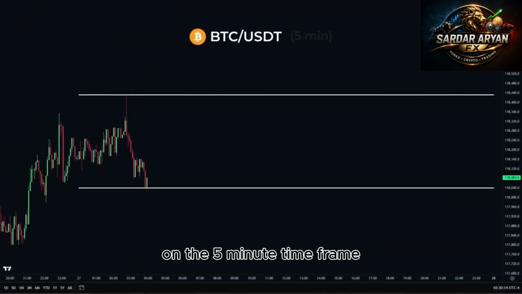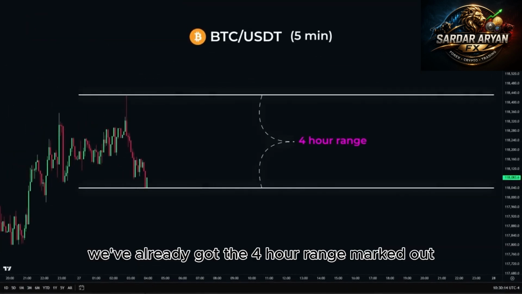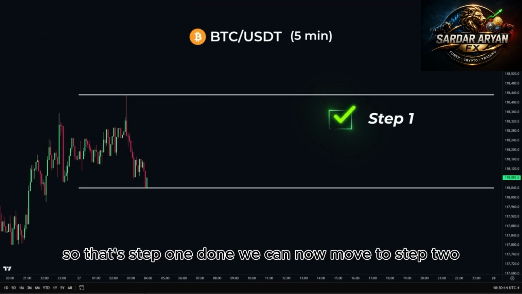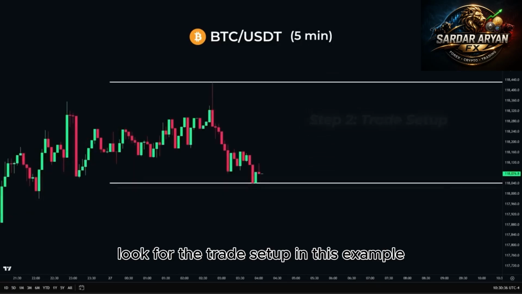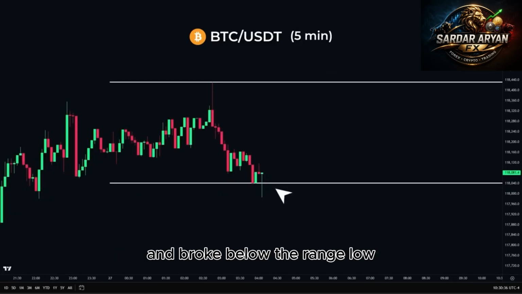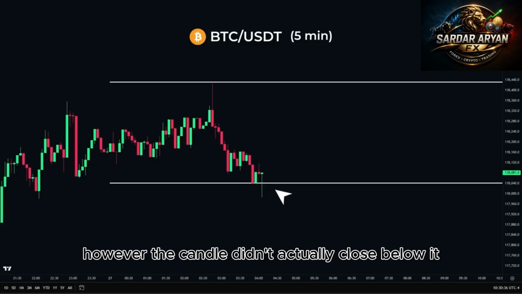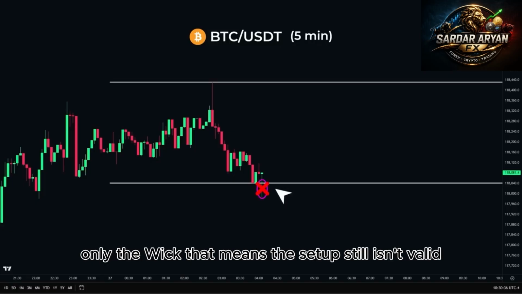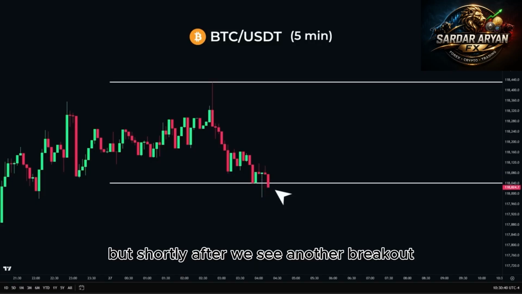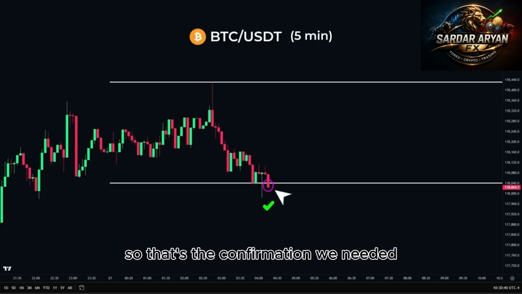Here, we're on the Bitcoin chart on the 5-minute time frame, and right here, we've already got the 4-hour range marked out. So that's step 1 done. We can now move to step 2, look for the trade setup. In this example, we can see that price came down and broke below the range low. However, the candle didn't actually close below it, only the wick. That means the setup still isn't valid. But shortly after, we see another breakout, but this time, the candle does close below the range low. So that's the confirmation we needed.